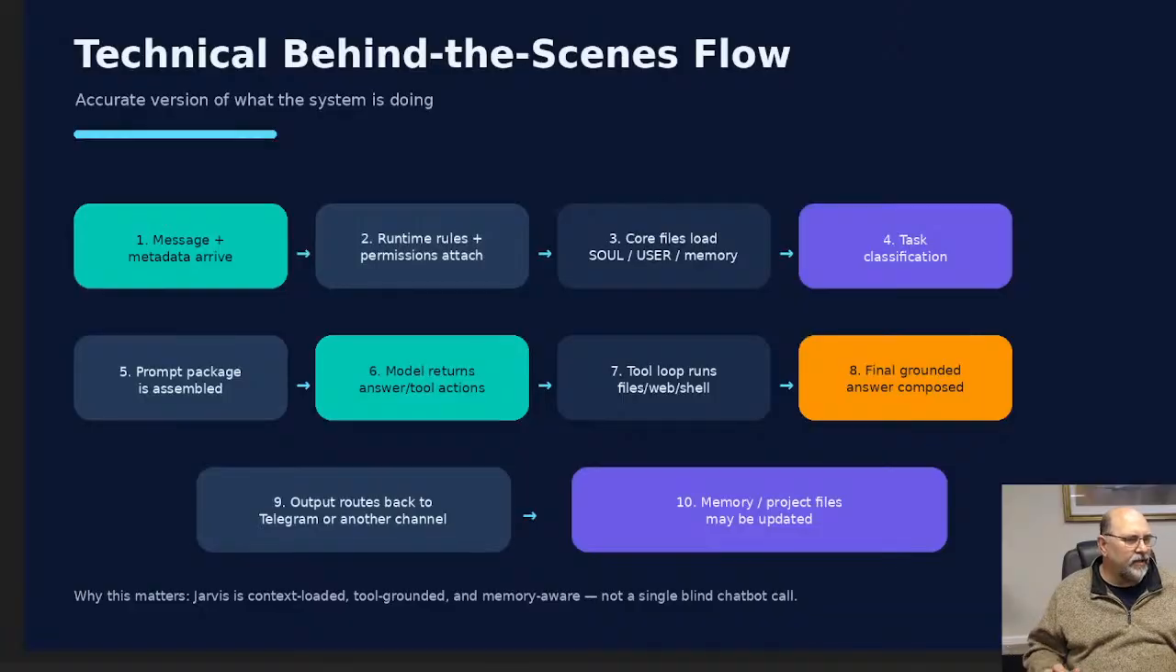So, kind of more technical. If you get into this, you're going to see that there's a message. I send the message, and it gets to it. It looks at the runtime rules, the permissions attached, what it does and doesn't do, and then OpenClaw has what they call a soul, user, and memory file. Basically, the soul is just a bunch of text of how it's supposed to operate and how it's supposed to respond to me. And then the user is me, so it's a whole file about me. And then it has its memory.